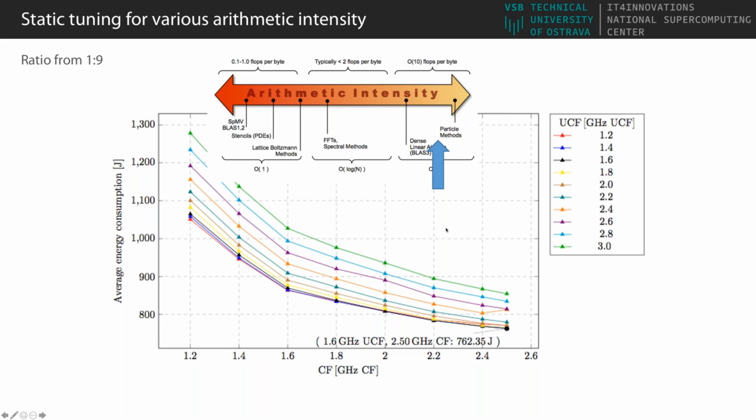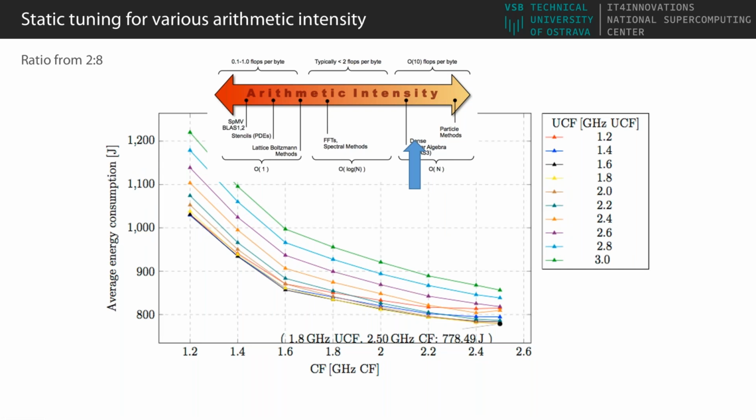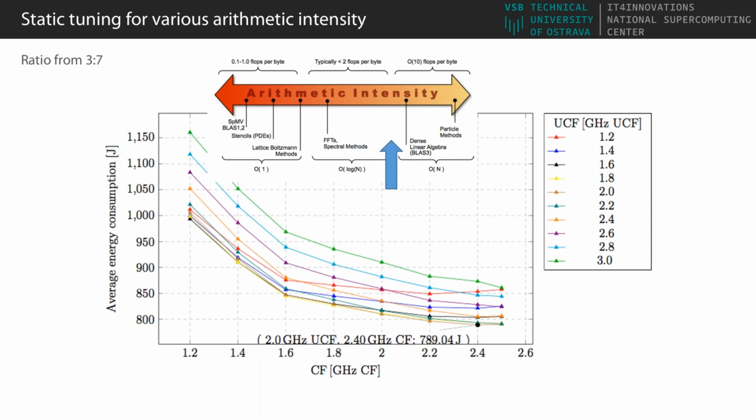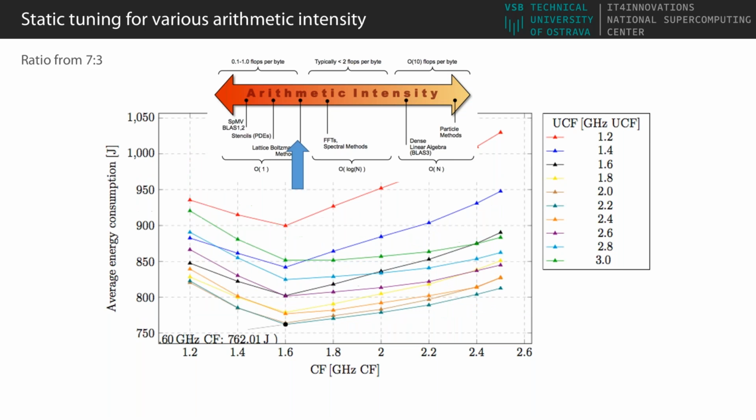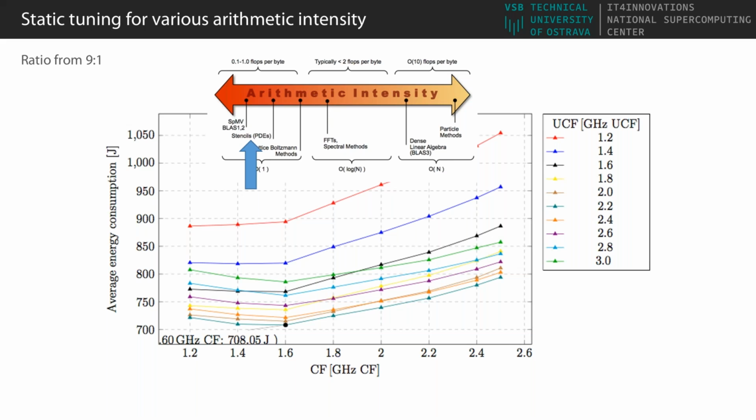As I increase the memory bound workload, you see that the optimal setting is changing, and the optimal point is moving to the lower core frequency and to the higher uncore frequency. So if I go to the other side of the spectrum, I see that my optimal core frequency is 1.6, and my optimal uncore frequency is 2.8. So this should show you how different arithmetic intensity changes the behavior of the CPU, and different tuning is important for different regions, because usually different regions have different arithmetic intensity.